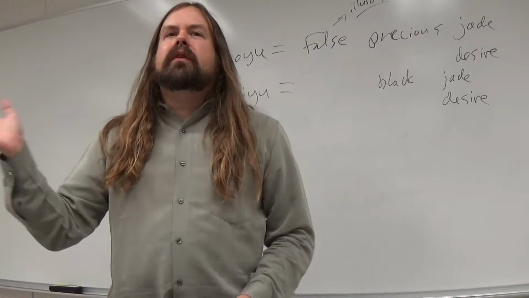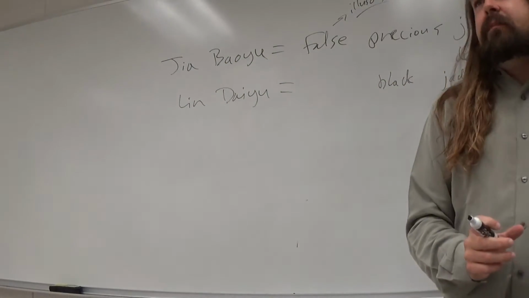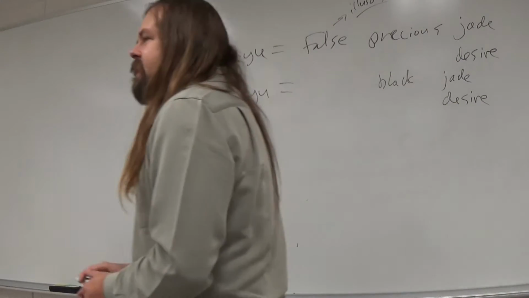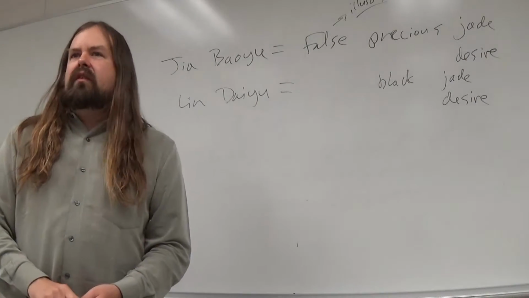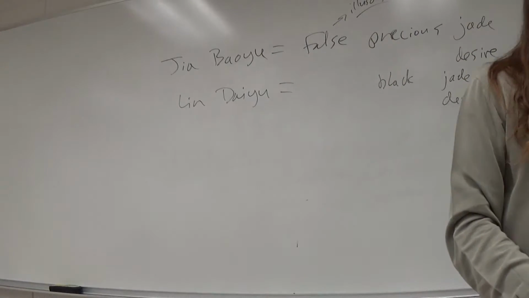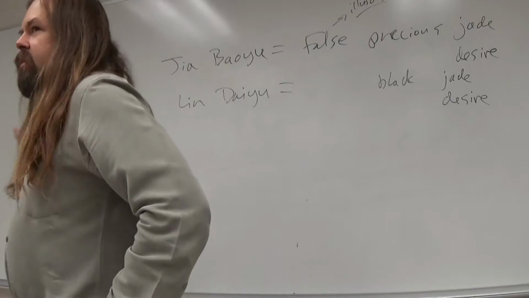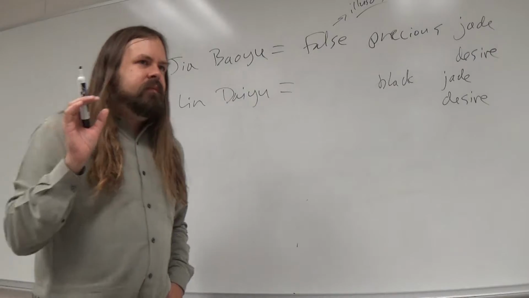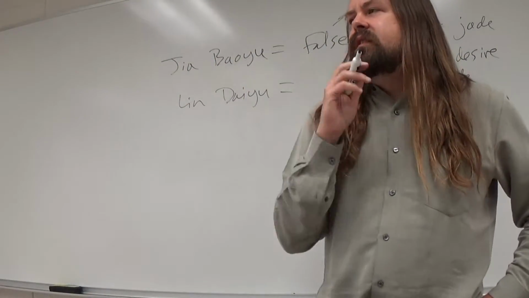So, right, this Buddhist and this Taoist, they got together, they picked up this sentient piece of jade, they put it into the stream of souls about to be born, and it gets incarnated as a human being. Right? And so, what we get in the remaining 119 or so chapters of the novel is Jia Bao Yu, the stone, right, false precious jade, experiencing life as a human being.